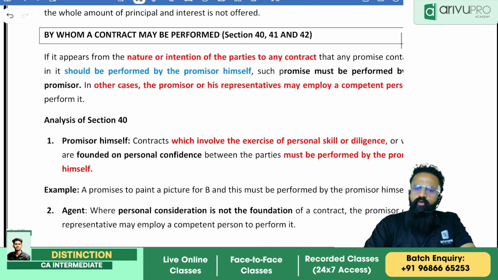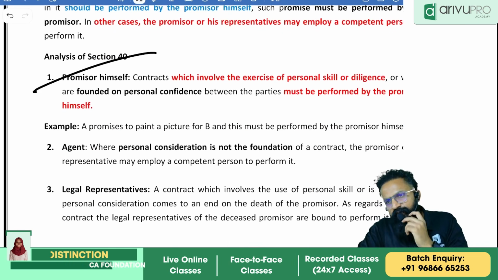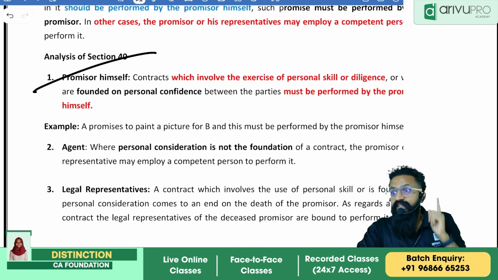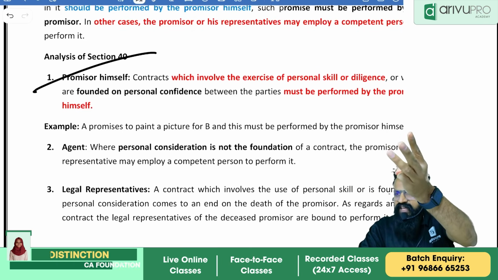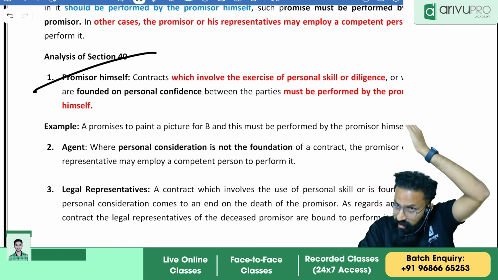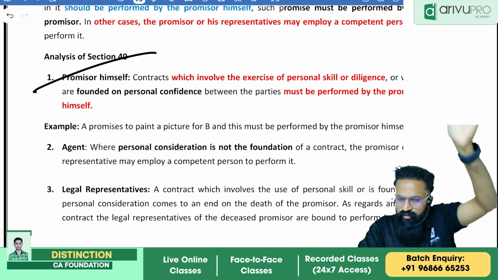Okay, by whom a contract may be performed. Who can perform the contract? First one is promisor himself. Whenever the contract clearly says you should only perform, whenever there is skill, talent, or the contract specifically says you should perform, then you should only perform.